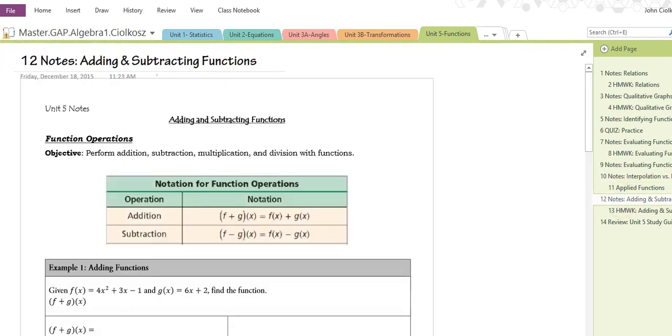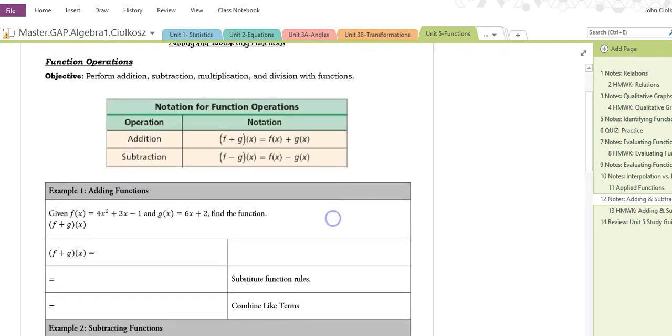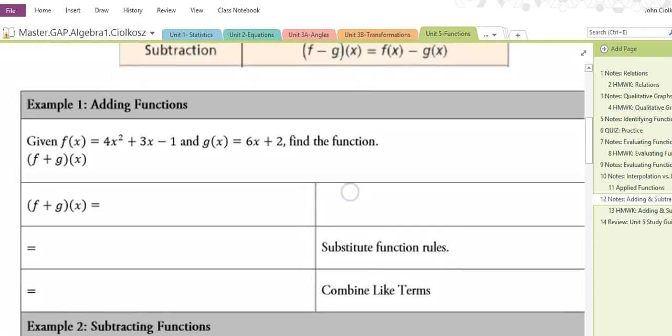Alright, so our last bit of notes here for Unit 5. Here we're working on adding and subtracting functions. So, let's take a look here. Here we've got f of x and g of x. Well, f plus g of x, that's the way it's read, f plus g, and they're both of x, is the same as saying f of x plus g of x.